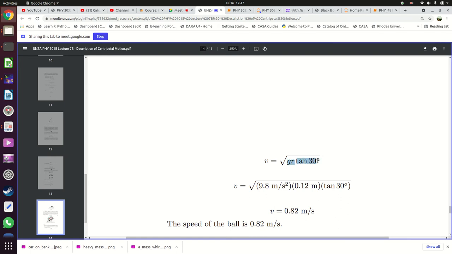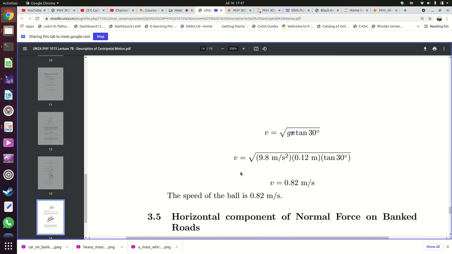Then we substitute for r. Our r in this case, like we have said, is not the length of the string, but it's the radius of the circular track on which this particular object is moving, which you can get from the length of the string multiplied by the sine of the angle this particular thing makes. So in this case, our velocity v becomes 0.82 meters per second. So this is our velocity v. Are we clear?